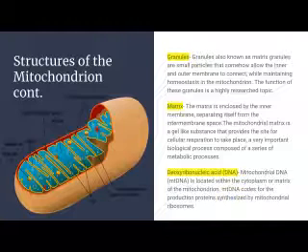Granules, also known as matrix granules, are small particles that somehow allow the inner and outer membranes to connect while maintaining homeostasis in the mitochondrion. The function of these granules is a highly researched topic.